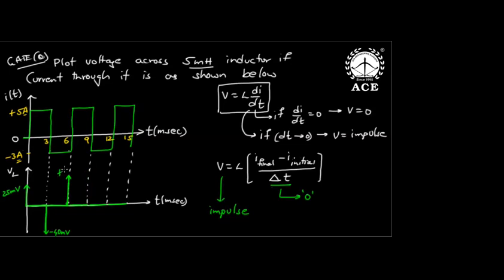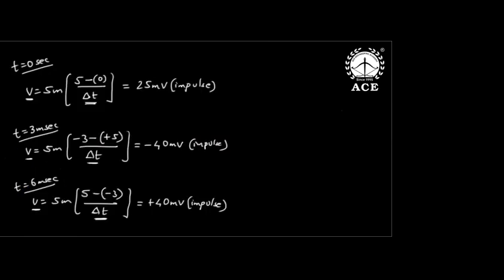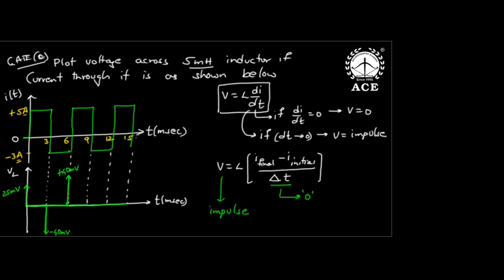Okay, this is plus 40 millivolt. Then you repeat again at 9 milli, 12 milli, 50. This is going to be minus 40 millivolt exactly at 9 milli. Here again it is going to be plus 40 millivolt. Again here minus 40 millivolt. Only the first waveform, see, only the first waveform we got.